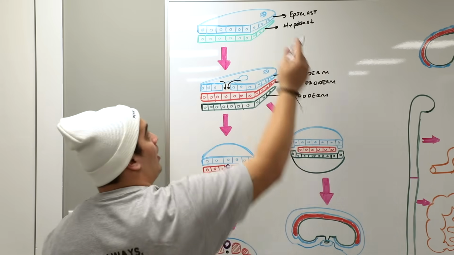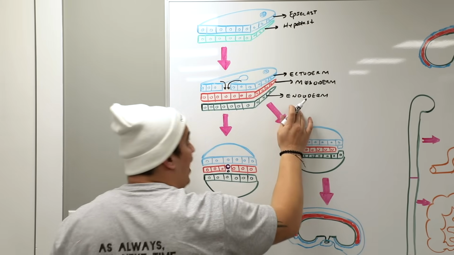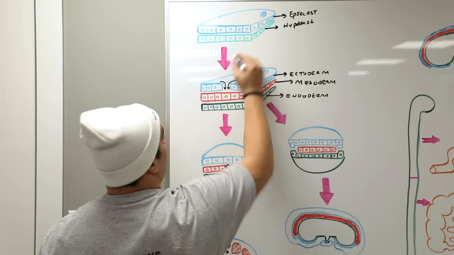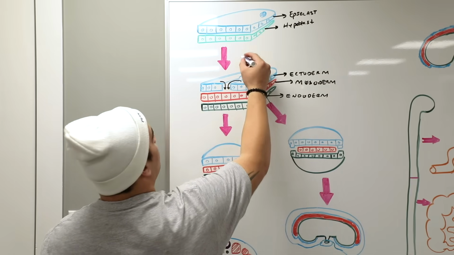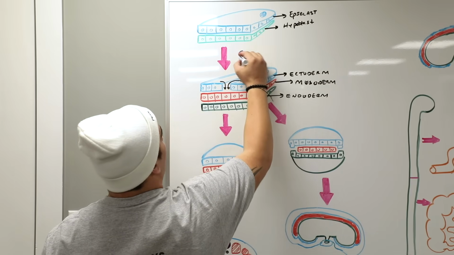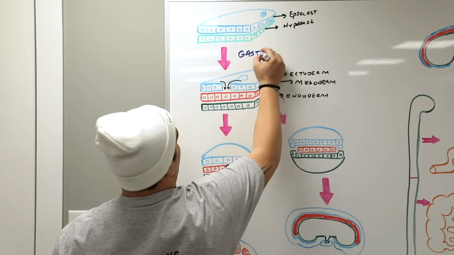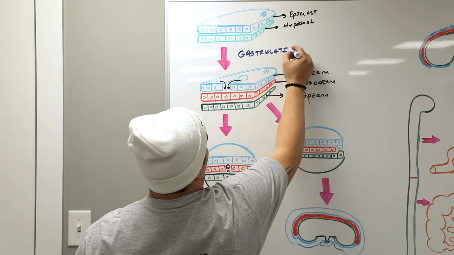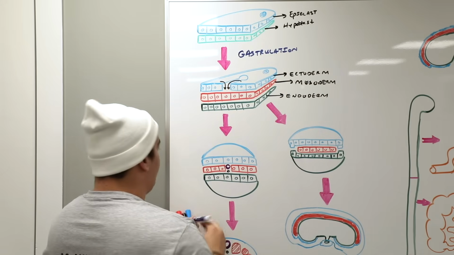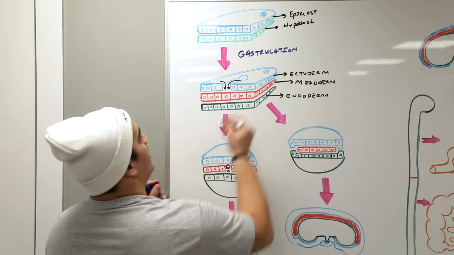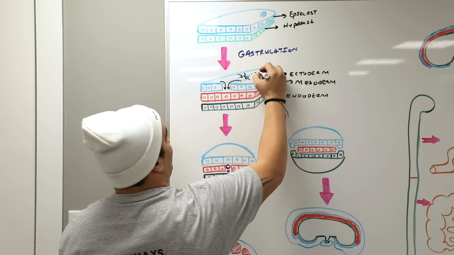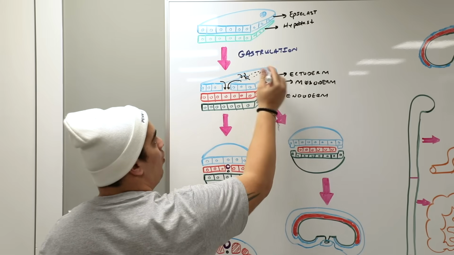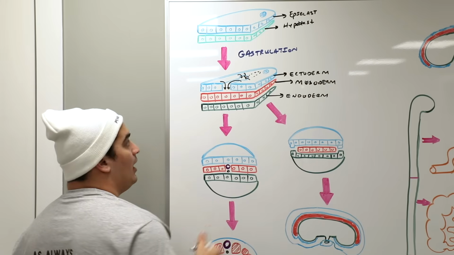So we start off with our bilaminar disc forming a trilaminar disc. This is called what step? This is called gastrulation, right? And there's also the process of making the notochord. We've already discussed this like 10 million times, and I know you guys know it. But just to quickly recap it, the difference is that the epiblast cells move through the primitive node and then make that tubular process that extends towards the prochordal plate.